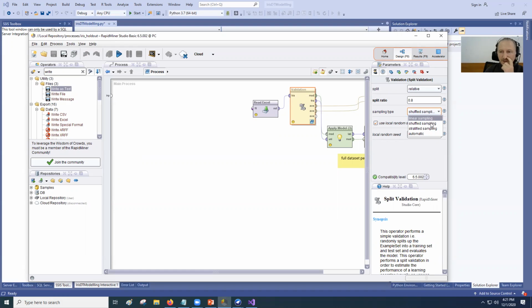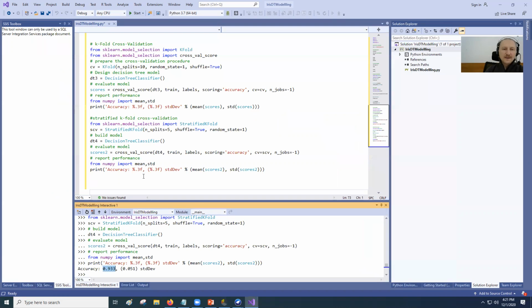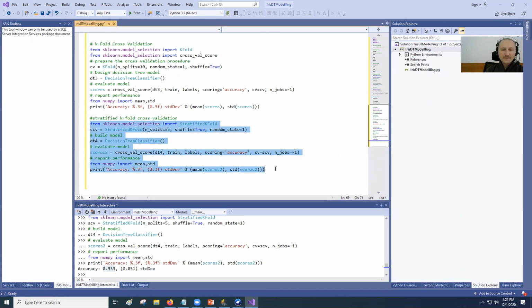Shuffle it randomly. Stratified is that one. Stratified is in RapidMiner. If you want to make stratified sampling, you should choose this option. If you want to make stratified k-fold prediction, you should use this technique.